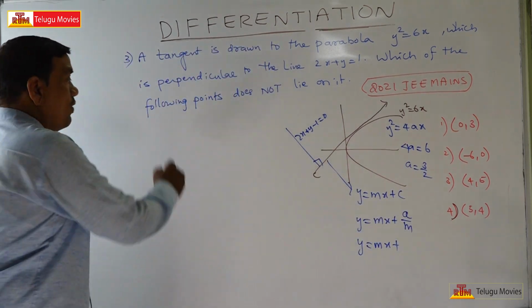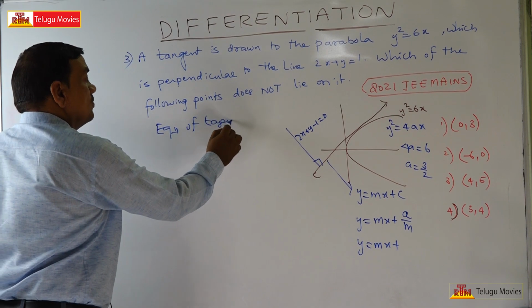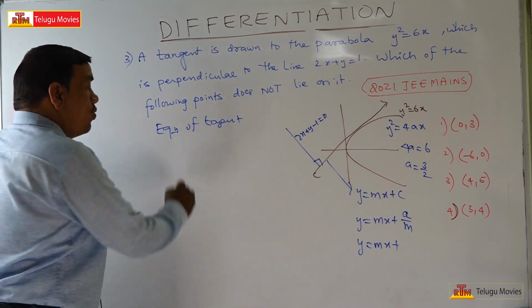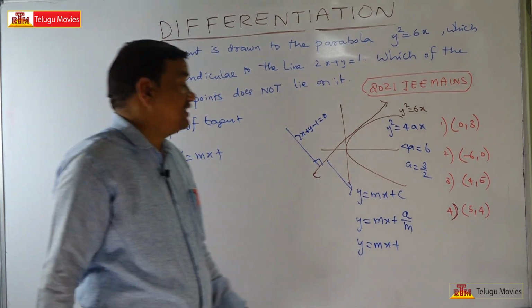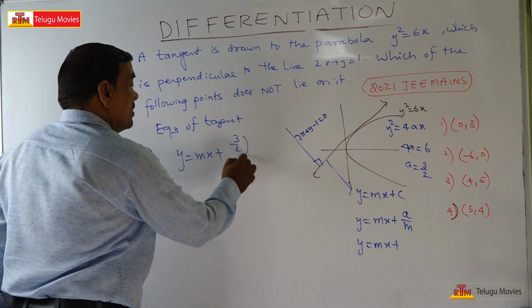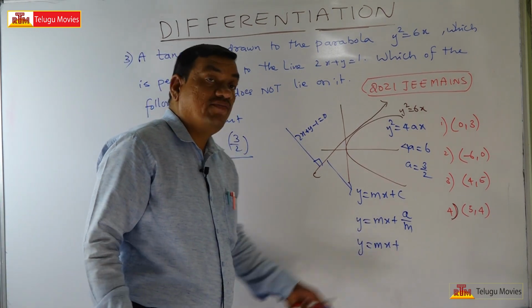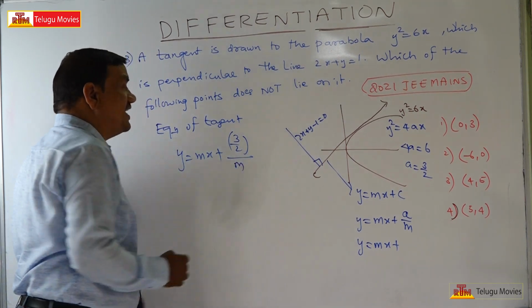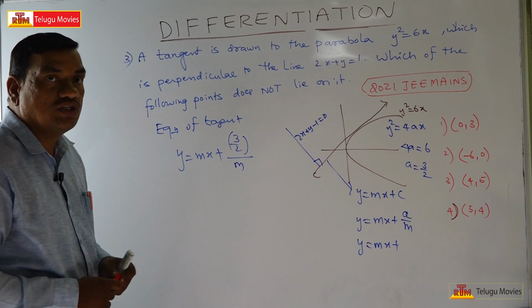Now, what is our equation of tangent? y = mx + a/m, where a is 3/2 over... what is our m value? We don't know the slope of the tangent. Now we are going to find out the slope of the tangent. How to find out the slope of the tangent?